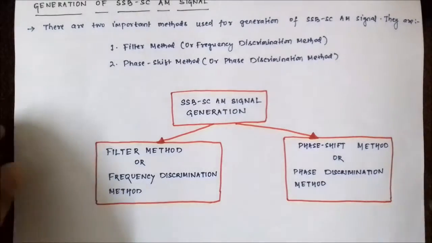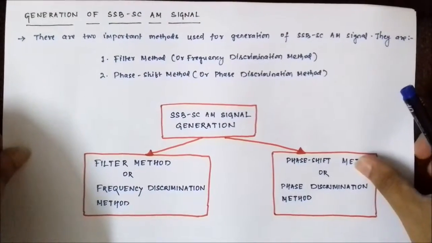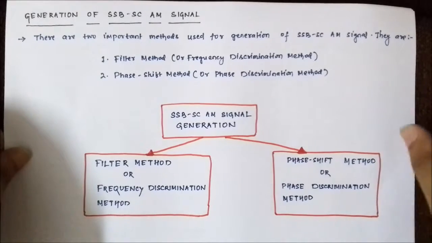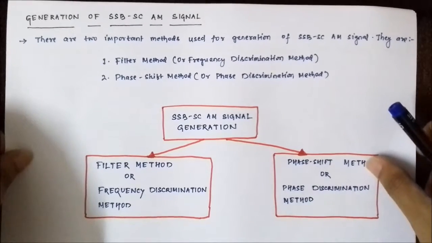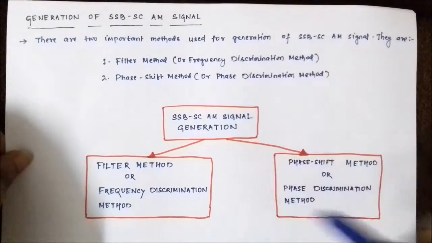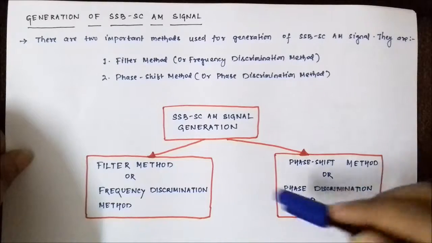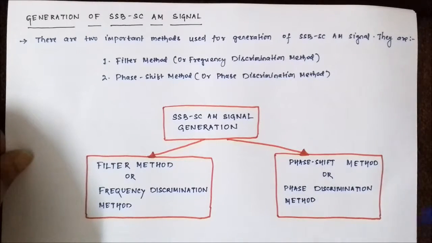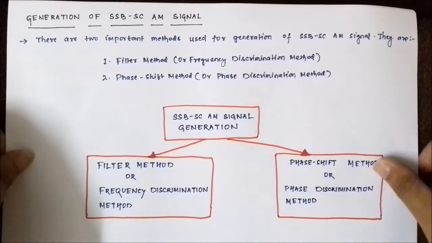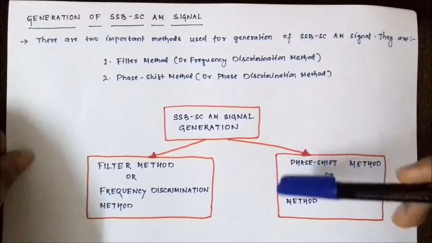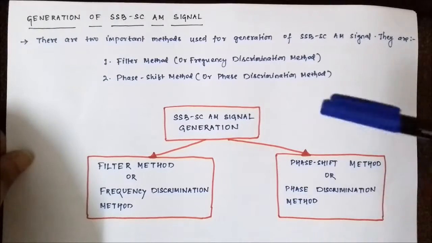Basically there are two main methods used for generation of a single sideband suppressed carrier signal. The first one is the filter method or the frequency discrimination method. The second one is the phase shift method or the phase discrimination method. The first one involves frequency, the second one involves phase. We will be discussing each one of them in detail separately in separate videos.